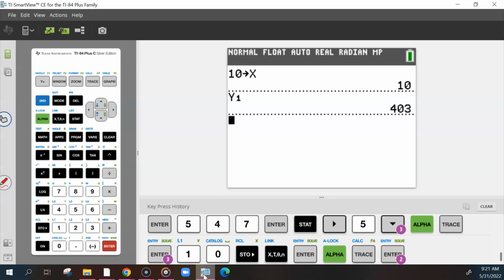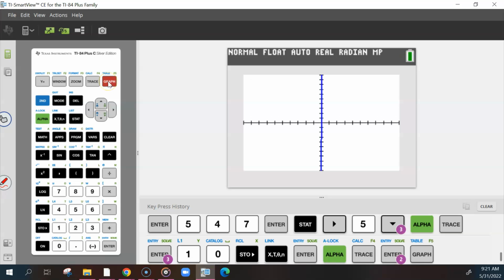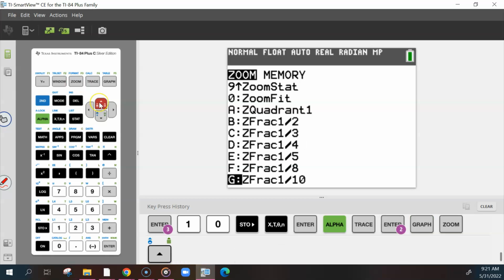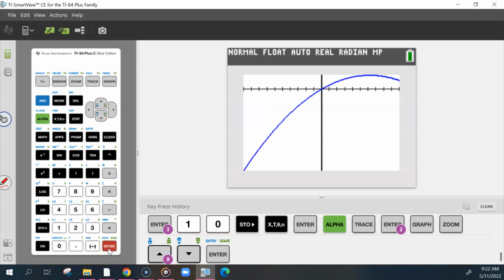The other way you could do this is if you go into your graph, you should have stored this already. You won't be able to see this on here, but you could change that by going into zoom and scrolling up or down to zoom fit. Then you should be able to see it.